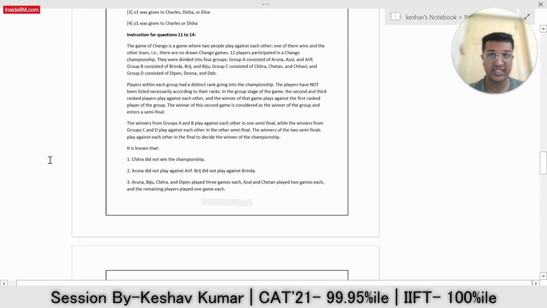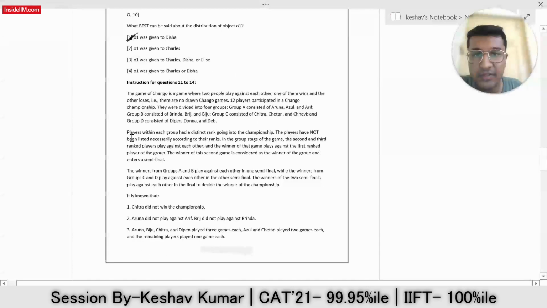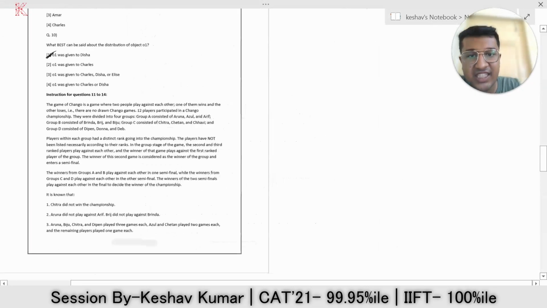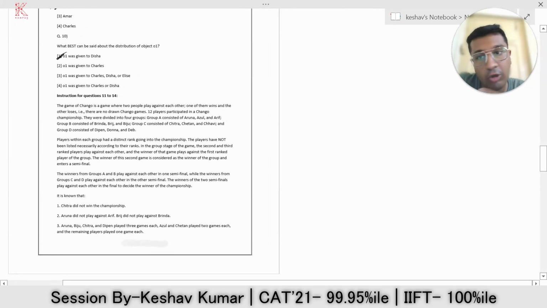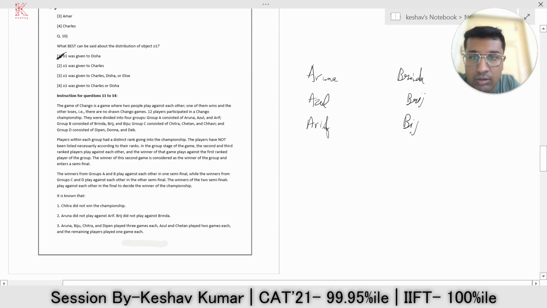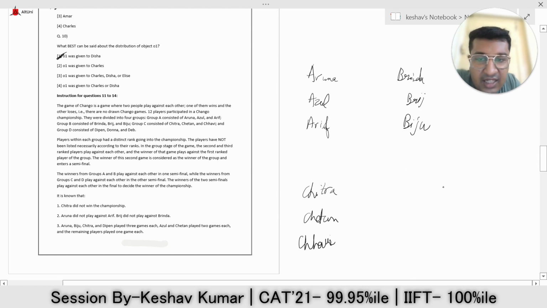Now let's move on to our next question set. The game of Chango is a game where two people play against each other. One of them wins and the other loses. That is, there are no draws in the Chango game. 12 players participated in the Chango Championship. They were divided into 4 groups: A, B, C, D. The first group has Aruna, Azul, Arif. Second group is Brinda, Bridge, and Biju. Third is Chitra, Chetan, Chavi. And the last group is Dipen, Dona, and Deb.